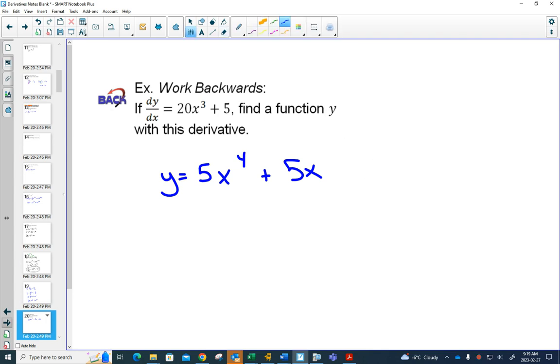Sometimes we're going to find out later on that officially mathematicians like to go plus C. And they say C is any constant, any number you want. But unofficially, it just said find a function, so anything you wrote down would be right. You don't need that official plus C or anything else. You wouldn't have to write anything. 5x to the 4 plus 5x, which is what I'm guessing almost all of you wrote down, would be perfectly fine.